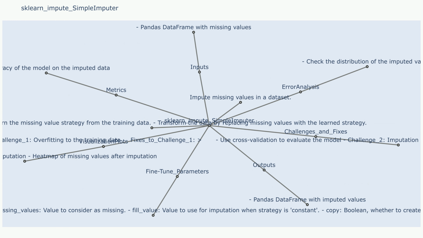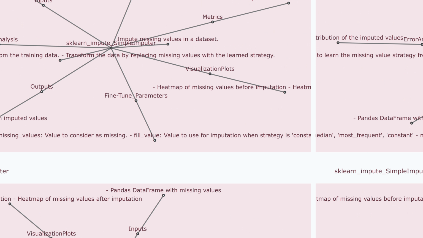Challenges and fixes. Challenge 1: missing values in a feature may not follow the same distribution as the observed values. This can lead to biased imputation and negatively affect downstream analysis. Sample use case: imputing missing values in a feature with a skewed distribution using the mean strategy may introduce bias, as the mean is influenced by outliers.